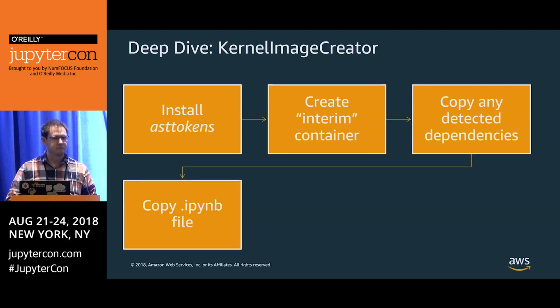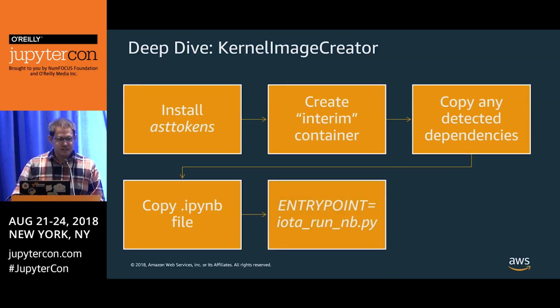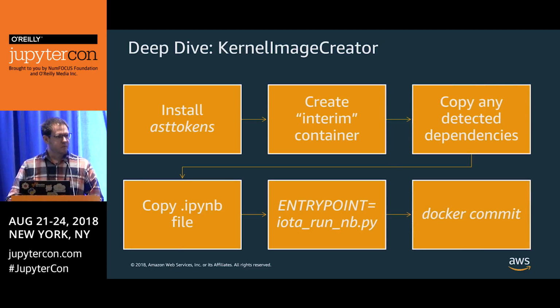Then the actual notebook file goes in there. So the notebook is in the container. Hopefully some of you get that reference. And then lastly, we create an entry point script. So when you run a Docker container, obviously there's no Jupyter server there. So we have to give it something to run at runtime when you call Docker run. So this is a special script that effectively orchestrates the running of the notebook in a headless fashion. Then we call Docker commit. We upload it to Amazon ECR. That's one API call, and the container is ready to be used.